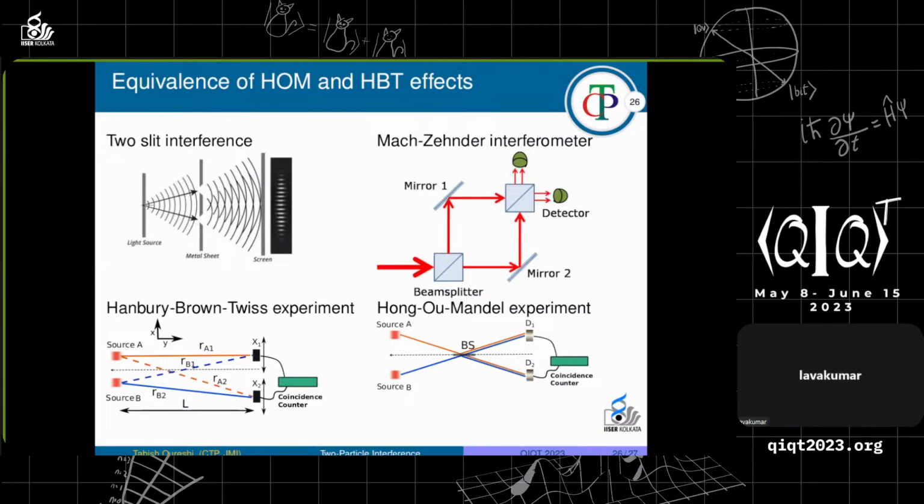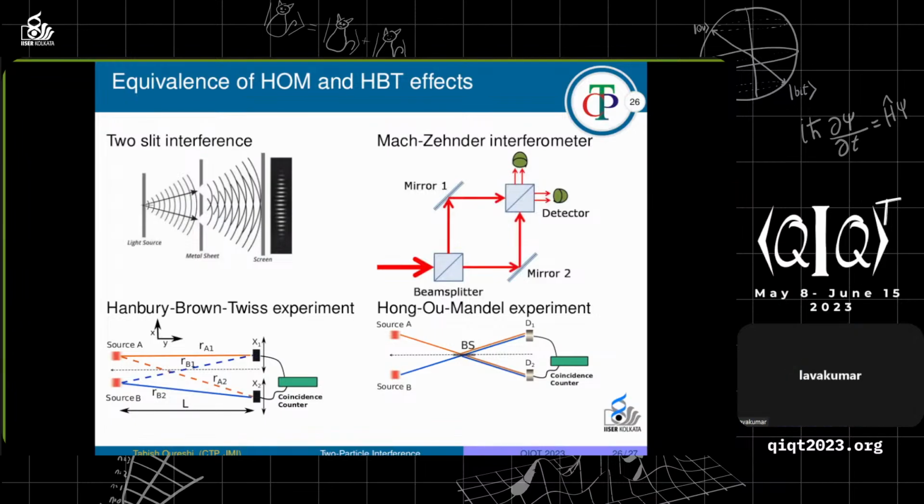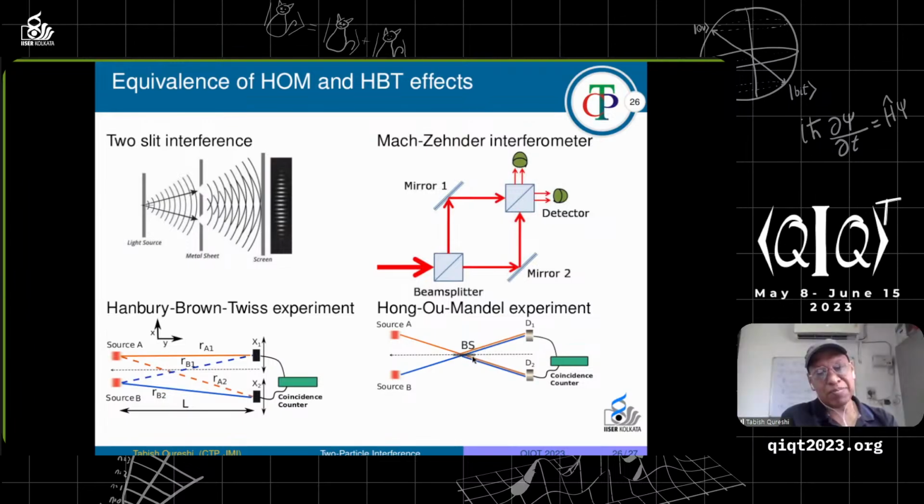Sir, in HBT, we are seeing the interference by varying the detectors spatially, when we move them. But in the Hong-Ou-Mandel experiment, we are seeing it with time, right? Like when both are coming at the same time. That is the tuning that has to be done in order to see interference. So the coincident count between these two detectors will go to 0 only when they are tuned such that both arrive here at the same time.